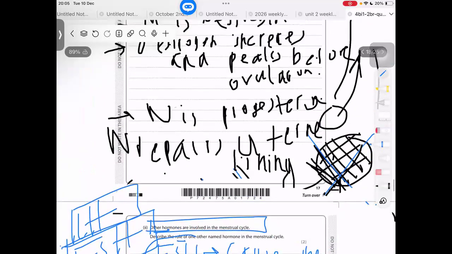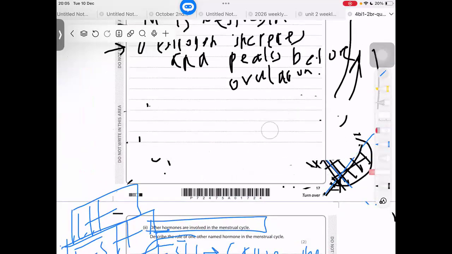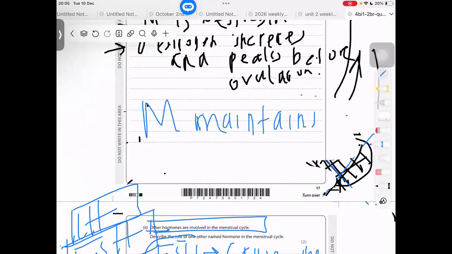I think I made a little bit of a mistake over here. Actually, it's estrogen which repairs the uterine lining. Progesterone is the one which maintains the uterine lining.